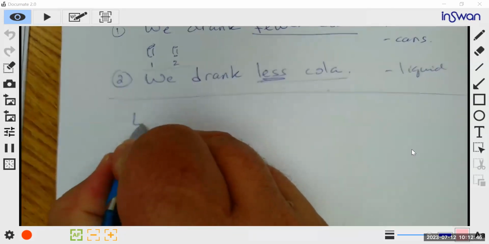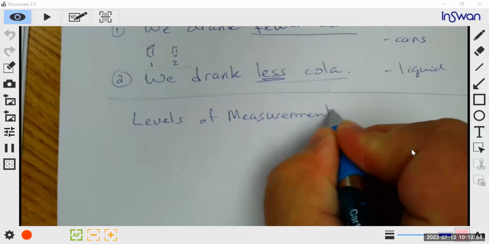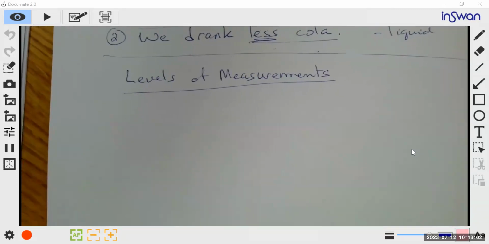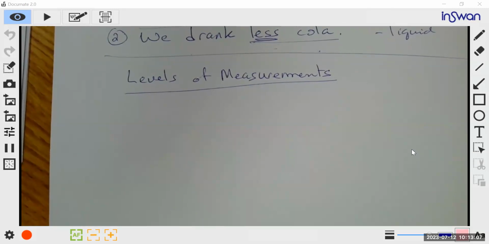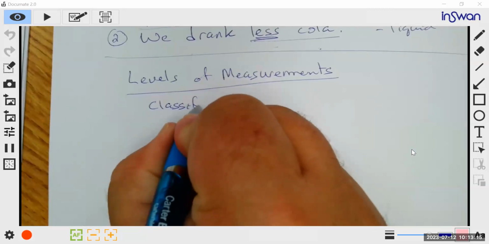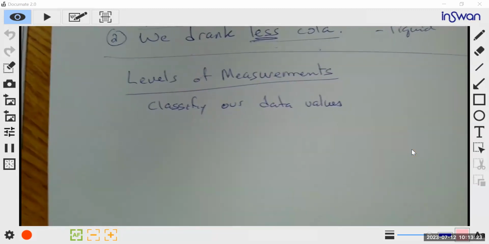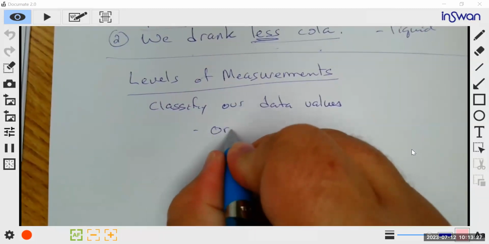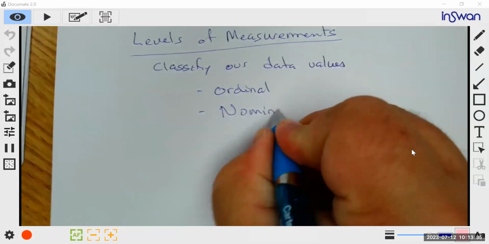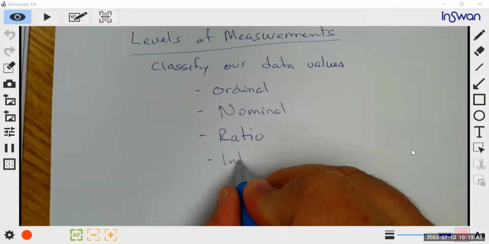So less and fewer. Now looking at levels of measurement. In order to describe levels of measurement, we have to classify our types of numbers. We have to classify our data values. The words we use here are ordinal, nominal, ratio, and interval.